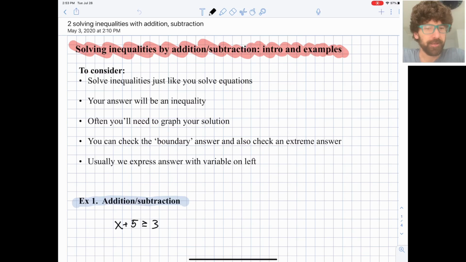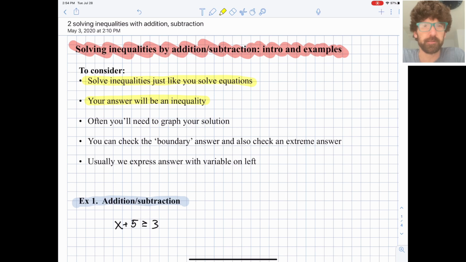All right, we're going to be working today with solving inequalities by addition and subtraction, and we'll do an introduction as well as a couple examples. They're really solved exactly like you solve equations, okay? However, there's one important caveat that we'll get to in one of our next videos when we need to multiply or divide. But for now, if we're just dealing with addition or subtraction, you solve them exactly the same as you solve equations. Your answer is almost always going to be an inequality.